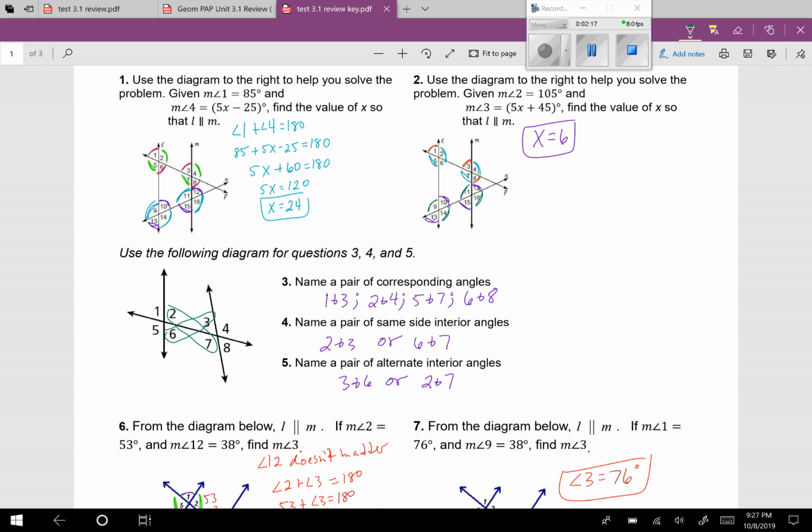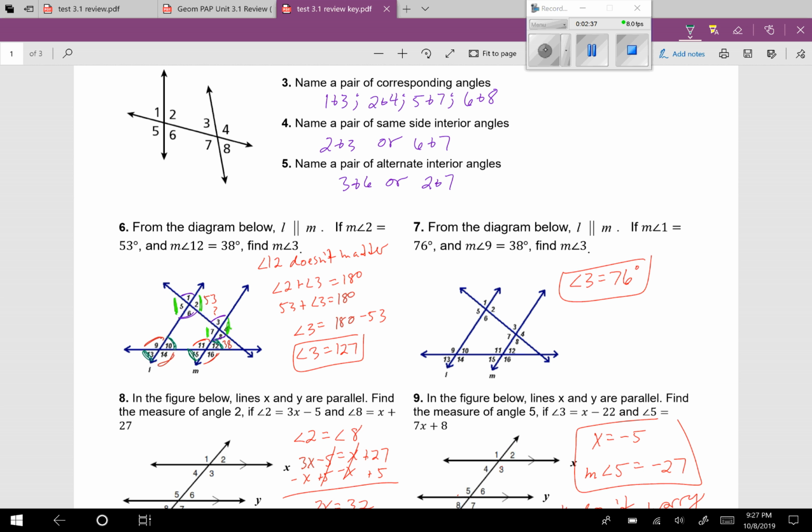Okay, question 6. It says from the diagram below, L is parallel to M. So these are our parallel lines here. And then it says the measure of angle 2 is 53 degrees, and the measure of angle 12 is 38. Find the measure of angle 3. So let's look here. Here's angle 2, and there's angle 3. Okay, and then angle 12 is down here.